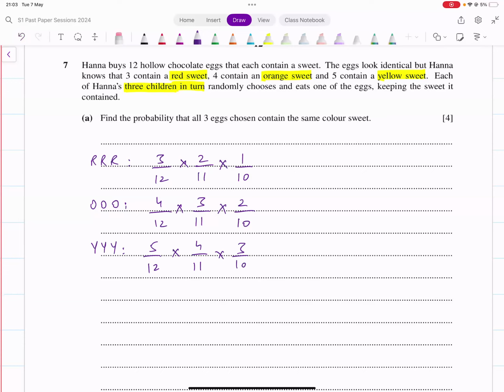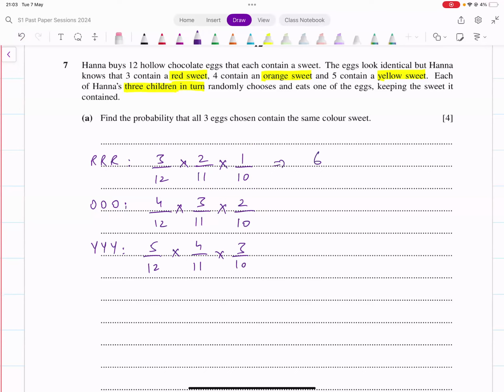So the first time a child takes a chocolate, the probability of it being red is 3 out of 12. For the next one, it's 2 out of 11 because there are 2 red chocolates left and the total number is 11 now, and then 1 out of 10. And similarly for the other ones as well, you just find these 3 cases and then you say it's either the first one or the second one or the third one. So you add all of those cases up.